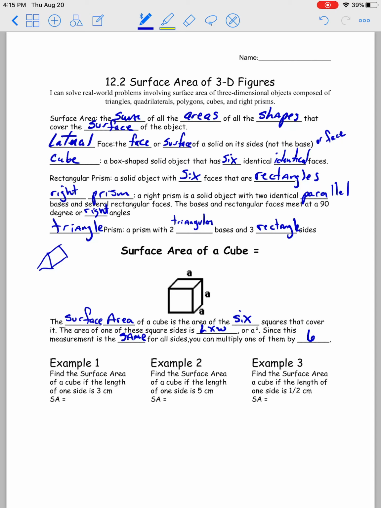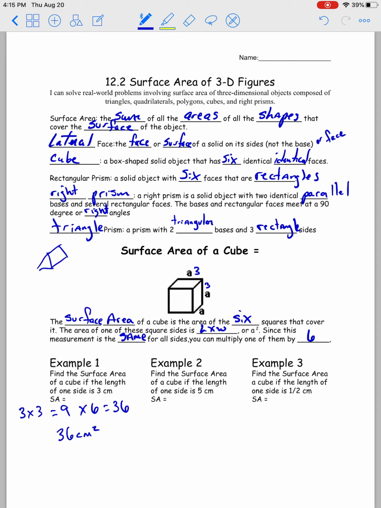For instance, let's say one side was 3 centimeters. If this was 3 here, then that means that one is 3. So length times width is 3 times 3, which gives you 9. And then you times that by 6, gives you 36. Now, we're talking about surface area, so it's very important that you label it correctly. It's 36 centimeters squared.